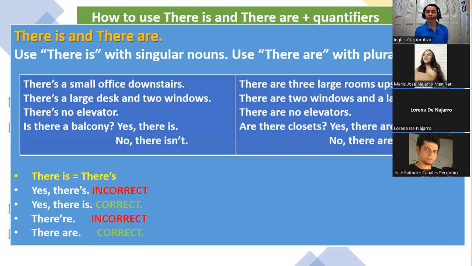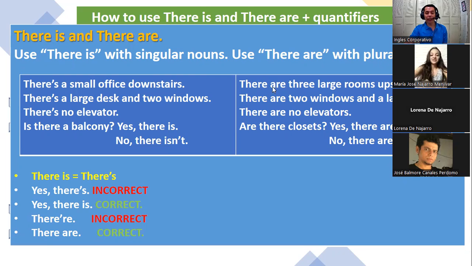Sí, dice Dudley que está correcto. Está correcto, Dudley. Okay, yes, there is. Quiere decir que cuando contestamos con afirmativo, en respuesta corta, sin pronunciar yes, there is. No se puede decir yes, there's. No, ¿ok? ¿Qué otra cosa está incorrecta?